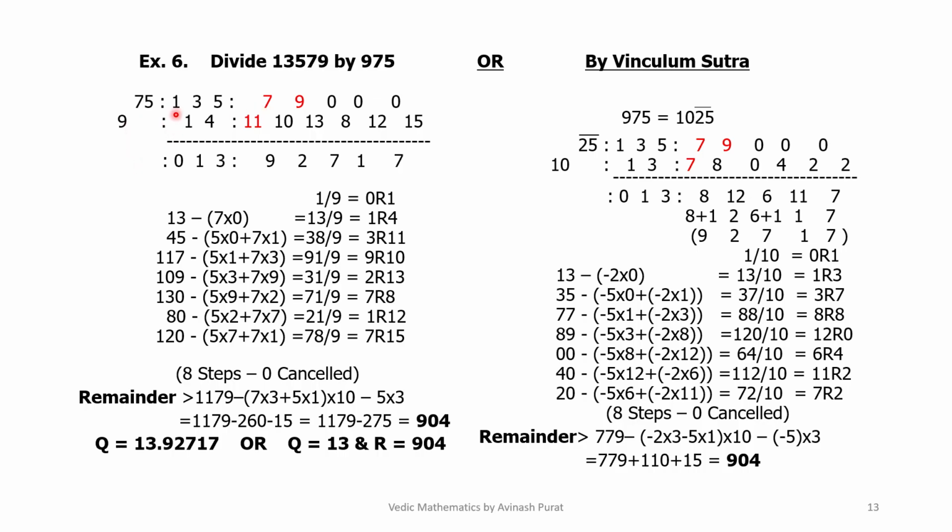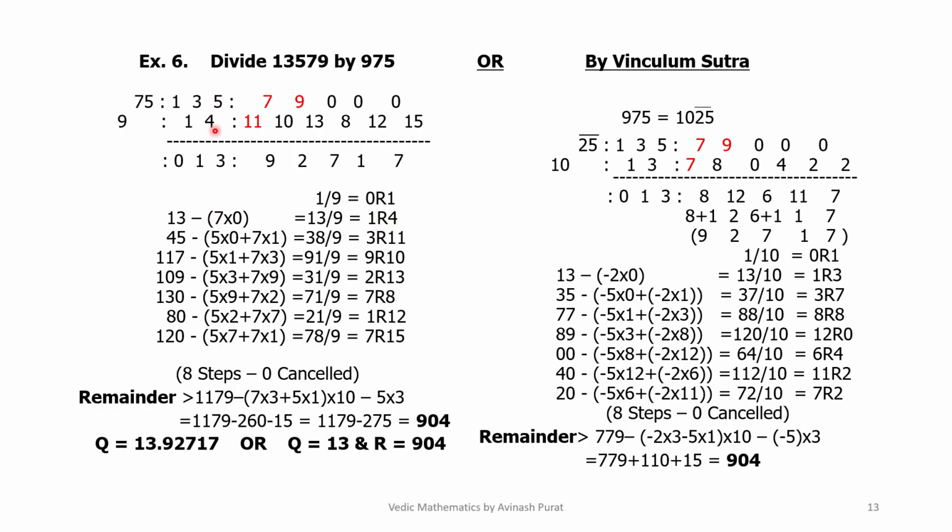Now 1 divided by 9 is 0, so 0 or 1. 1 is the remainder. 13 minus 7 into 0 equals 13, divided by 9, that is equal to 1. Quotient is 1 and remainder 4.